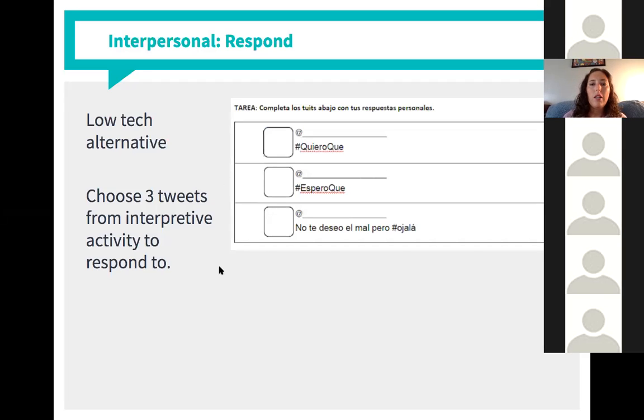Just having students respond. So let's say I had an interpretive activity, maybe from a topic, and then at the bottom, I leave space where students can fill in their profile picture, make up a username, and then this hashtag says, I want, I hope, I don't want you to have any harm, but I hope that, and so this is introducing the subjunctive. So for my students to actually have some practice using the above examples.